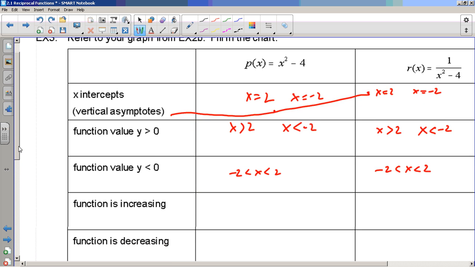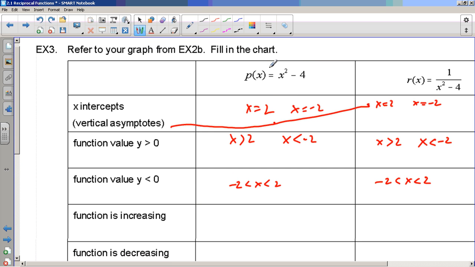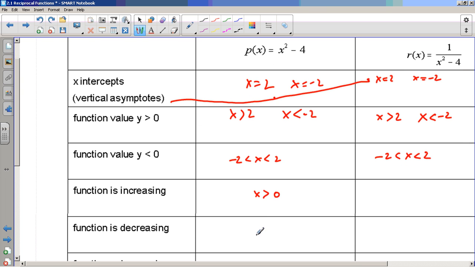When was the function increasing? Well, this function p of x was increasing after the vertex, which was x equals 0. So the function is increasing for x is greater than 0. When was this function increasing? Well, this one was increasing when this one was decreasing. So you have to do one with the other. This function decreases for x less than 0, and they kind of switch, don't they?